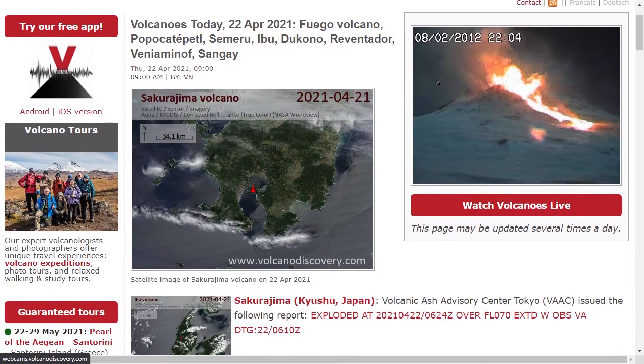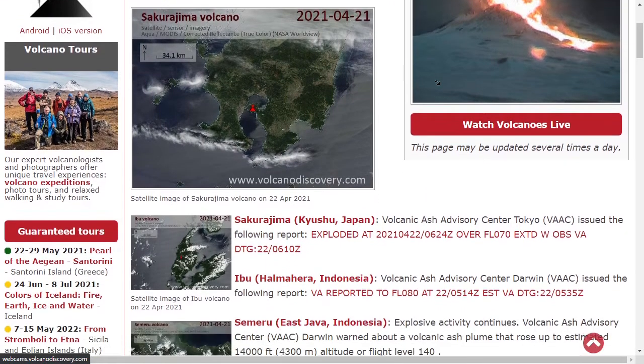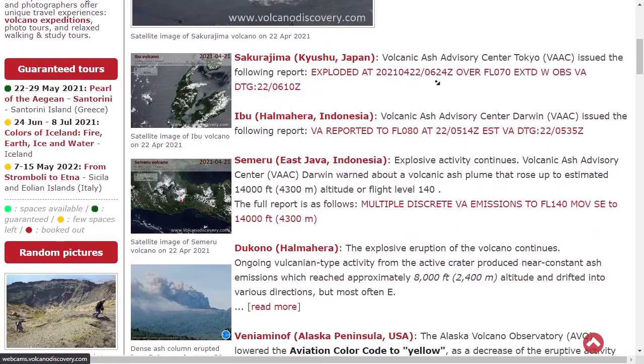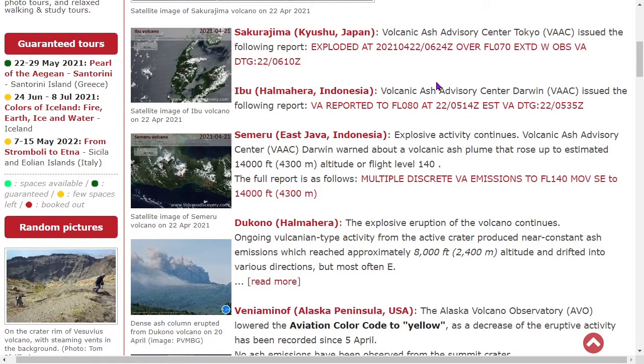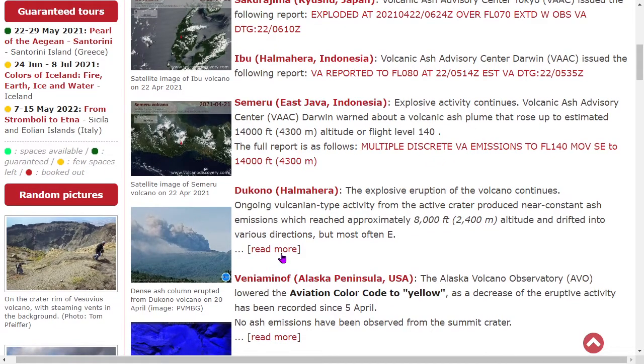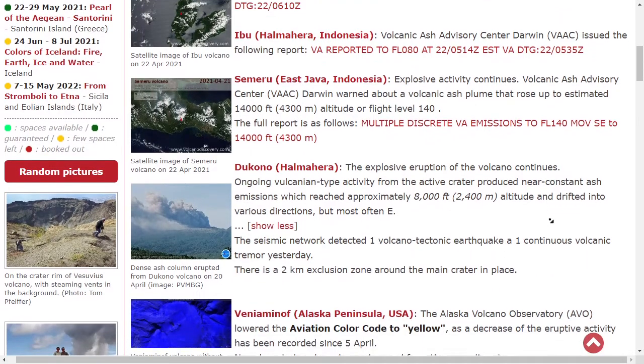Volcanic eruptions are occurring also, such as Sakurajima. It's producing a 7,000-foot ash plume. 8,000-foot ash plume at Mount Ibu in Indonesia. Semeru also in Indonesia, 14,000-foot ash plume as it explodes. I believe that's an uptick at Semeru. Dakono exploding, 8,000-foot ash plume there.